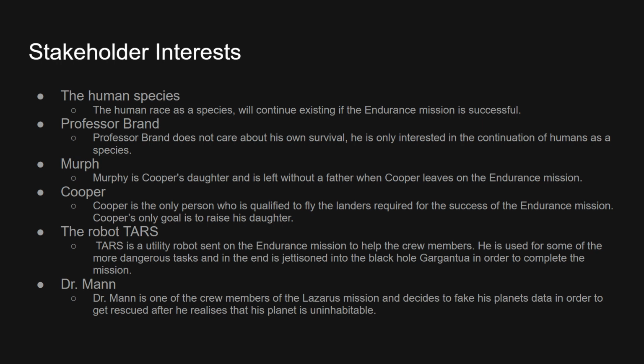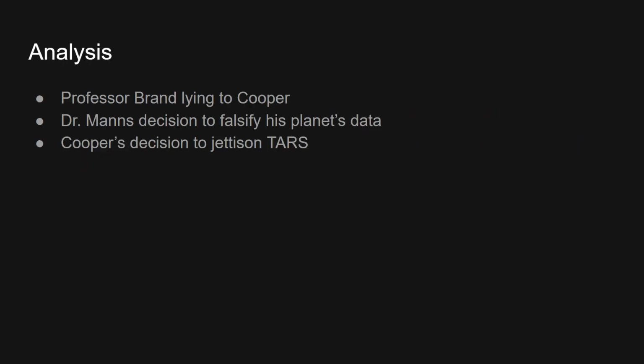Unable to kill himself, Dr. Mann opts to fake his planet's data in order to be rescued by the crew of the Endurance, who had come to his planet to set up the colony. And lastly, we have the robot TARS, who is a utility robot sent on the Endurance mission to help the crew members. He is used for some of the more dangerous tasks, and at the end is jettisoned into the black hole Gargantua in order to complete the mission.